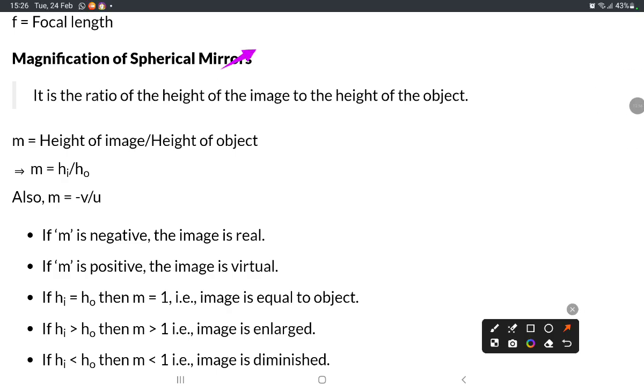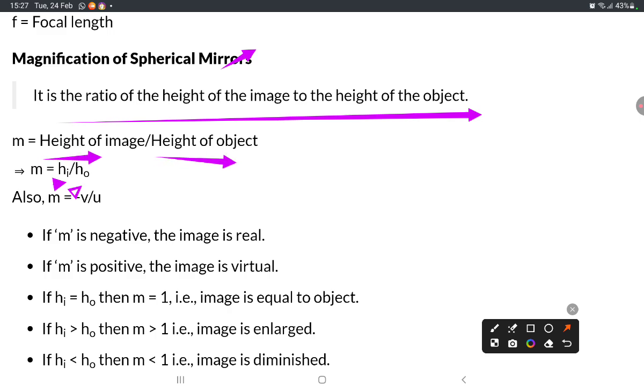Magnification of spherical mirrors is the ratio of the height of the image to the height of the object. Upper side is positive, downward side is negative, right? Height of the image by height of the object. So m equals hi by h naught.